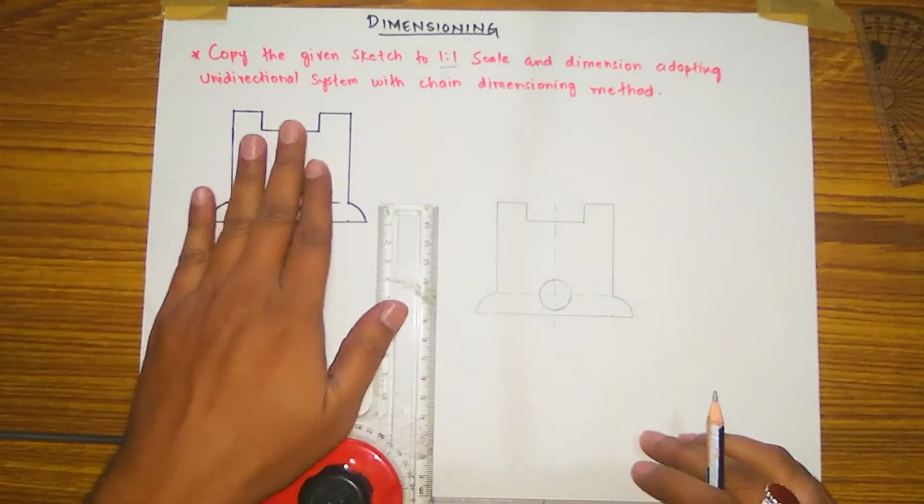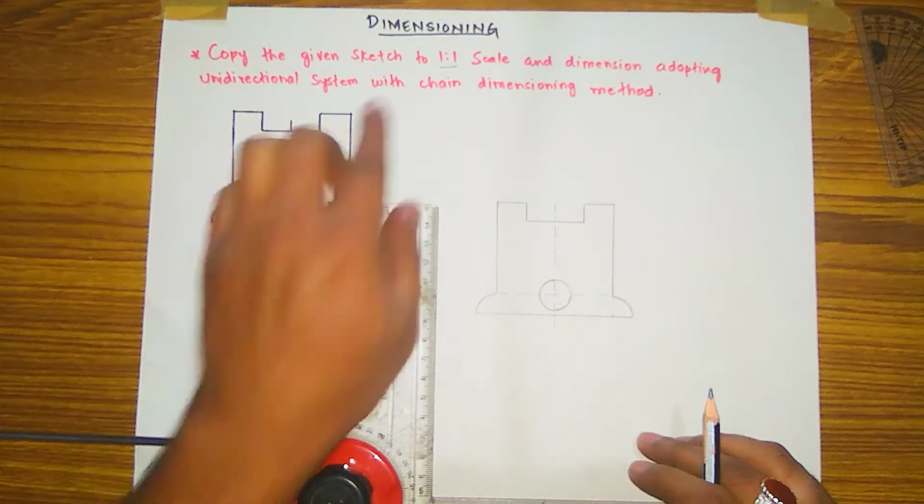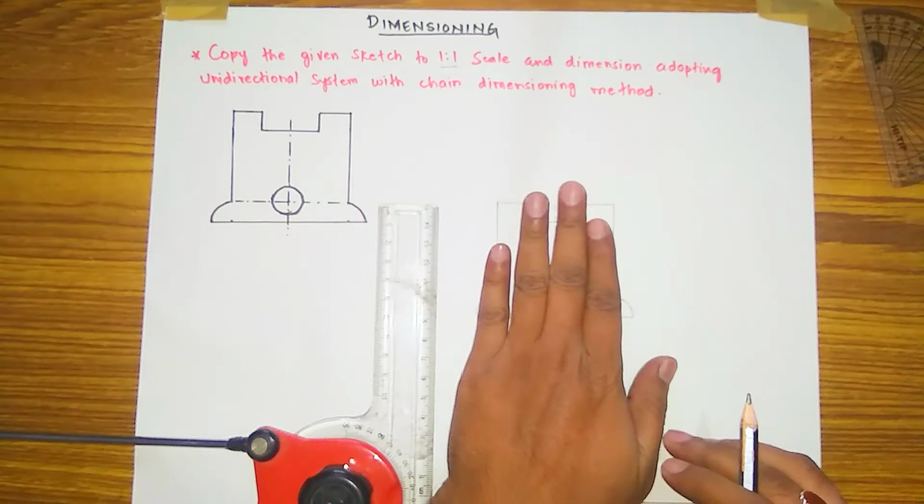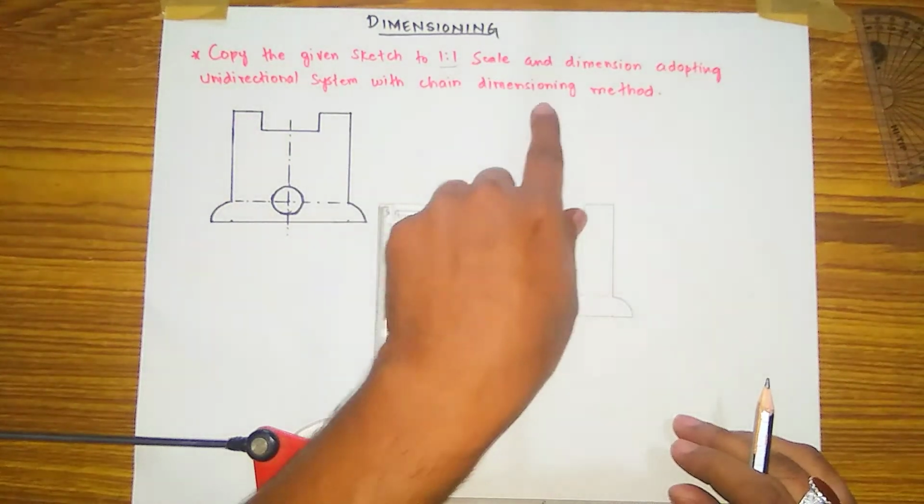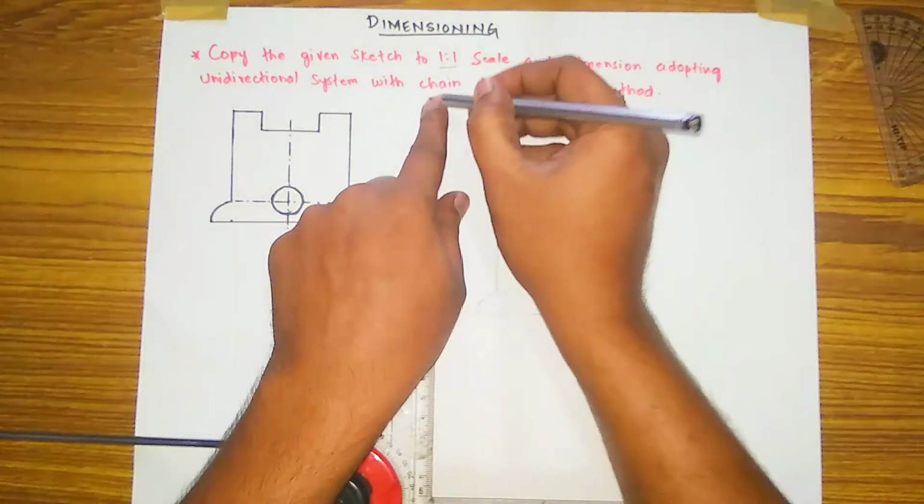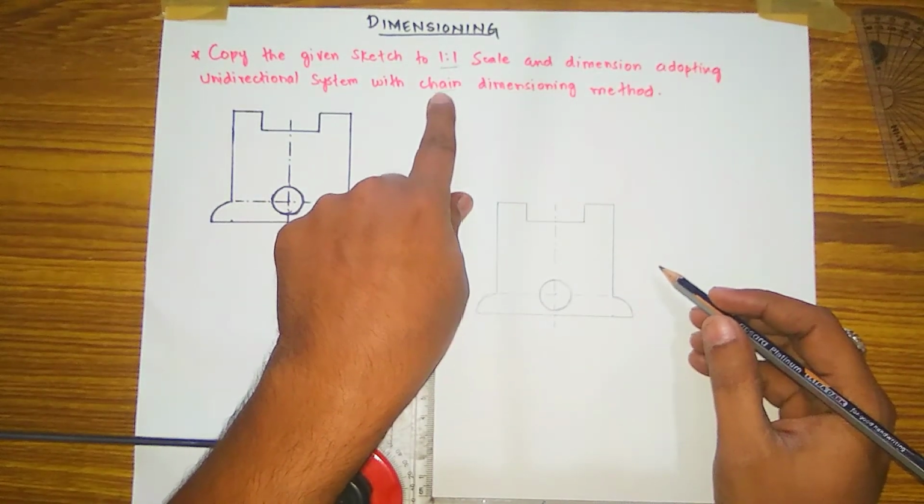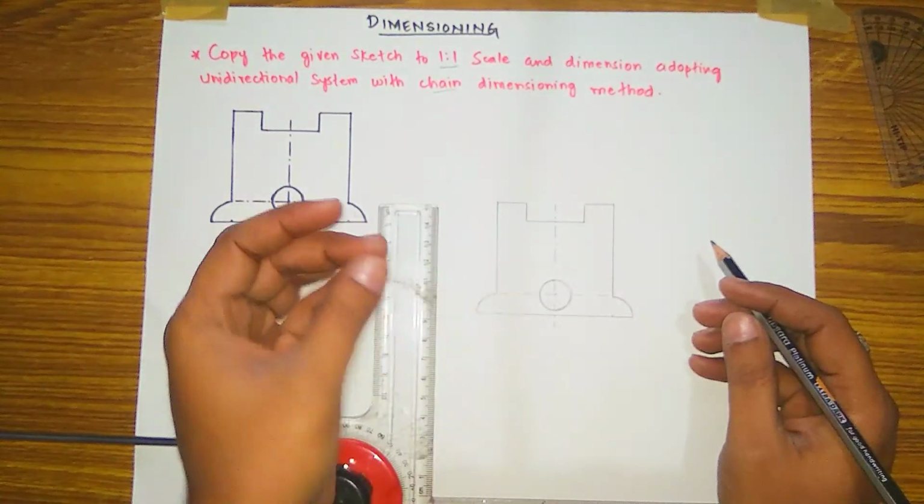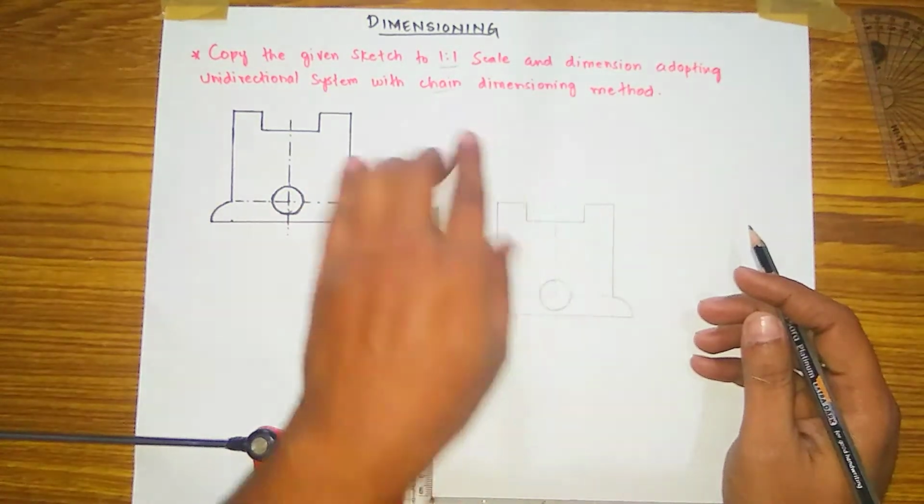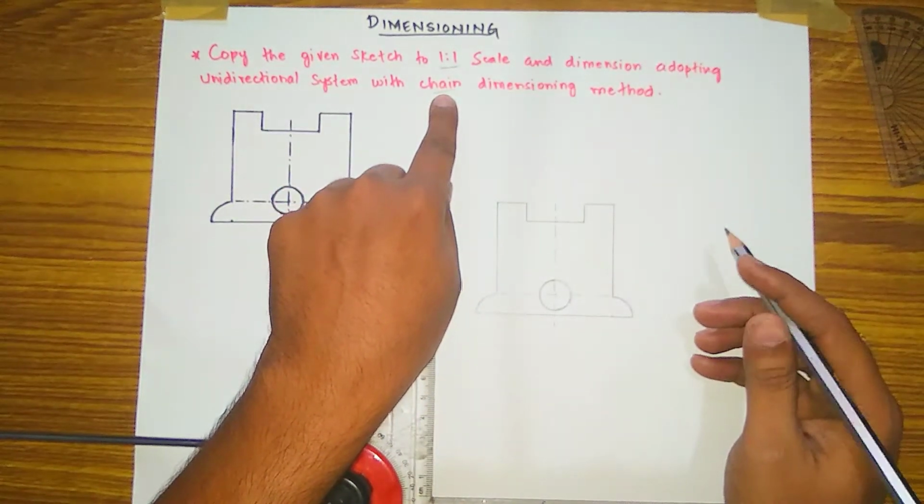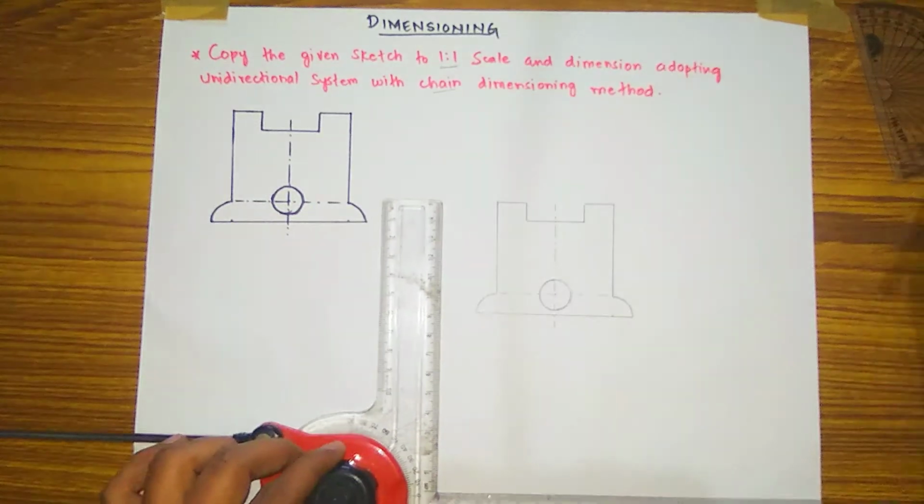Now after drawing this figure according to the scale, you have to see the method. Which method has he given you? Chain method. There are different types of methods: chain, parallel, progressive and combined. Four types of methods are there. In this question he gave chain dimensioning. So how to do chain dimensioning?